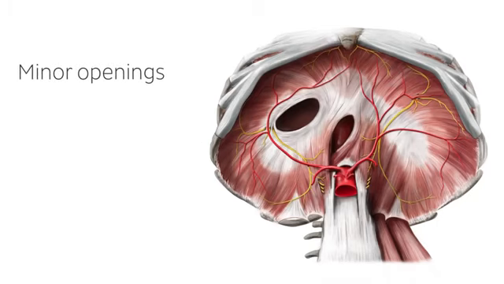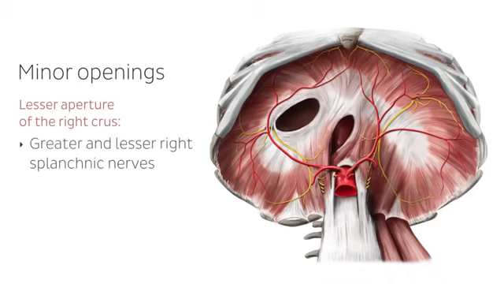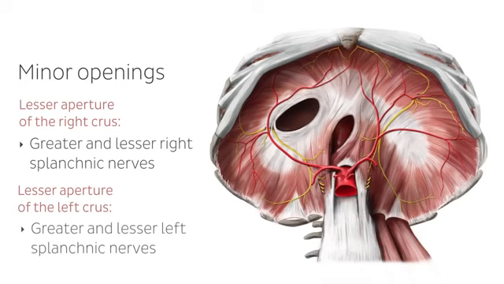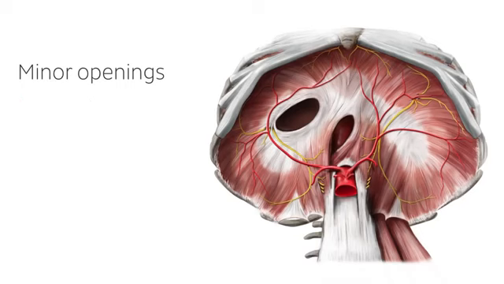The minor openings and their structures are the lesser aperture of the right crus that houses the greater and lesser right splanchnic nerves. The lesser aperture of the left crus contains the greater and lesser left splanchnic nerves and the hemiazygous vein. The sympathetic trunk runs behind the diaphragm, under the medial lumbocostal arches.